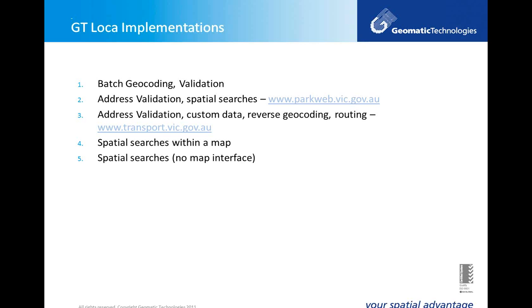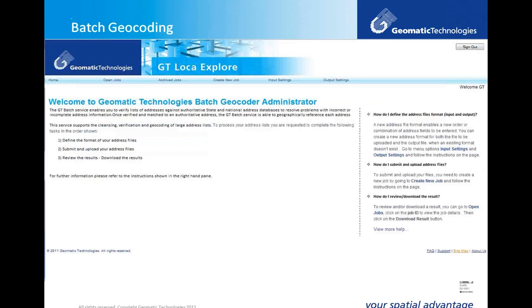The second last example is around how spatial searches can be undertaken using a map interface, and we're going to see that directly, using GT Loca View in that example. And the last one is how we can use GT Loca Explore in non-mapped solutions, being able to call it directly as a web service. With that as a background, let's jump into the first demonstration, which is about batch geocoding.